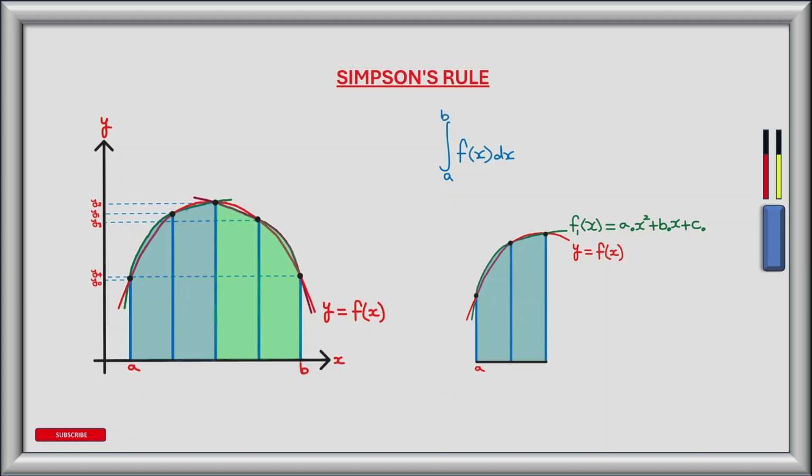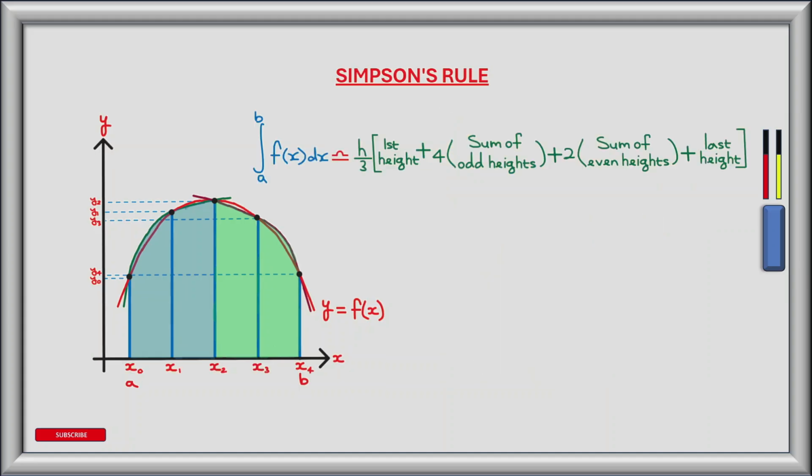Each pair of strips will have an associated parabola. The areas under each parabola are summed to give an approximation of the area under the curve. Note that the more pairs of strips used, the better the approximation. The formula for Simpson's rule can be written as follows. H divided by 3 multiplied into the first height plus 4 times the sum of the odd heights plus 2 times the sum of the even heights plus the last height.